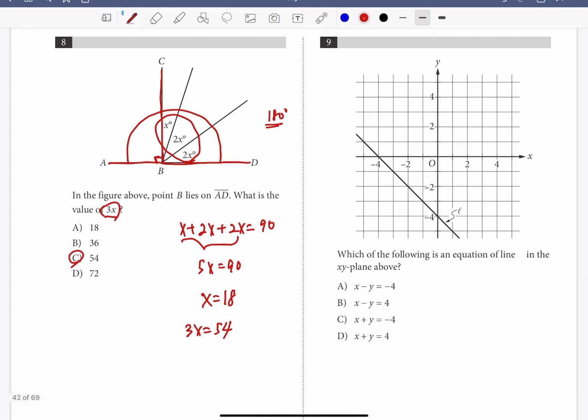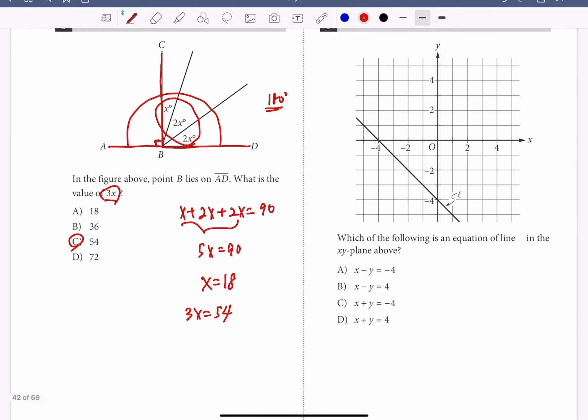Number 9. A linear graph is given. Which of the following is the equation of the line in the xy plane above? Okay. From the given line, because this is a line graph, we can make y equals mx plus b form. You are very familiar with this one, right? m means slope, b means y-intercept. And what is slope? Slope m means changes in y over changes in x.